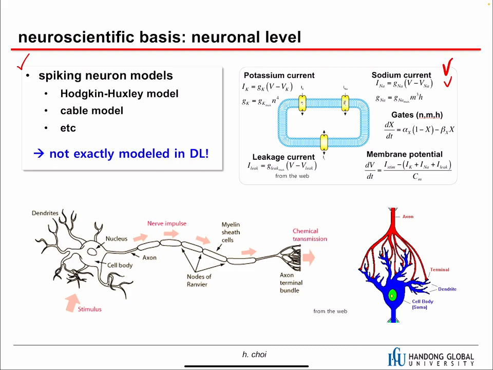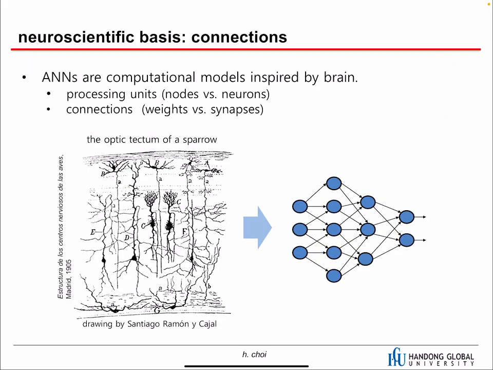So instead of these complicated equations for neurons, we can simplify, so that we can save a lot of computational power. Artificial neural networks are computational models inspired by the brain. They are different from biological neural networks, but they were inspired by them. We have nodes and weights, which do the same thing as neurons and synapses.